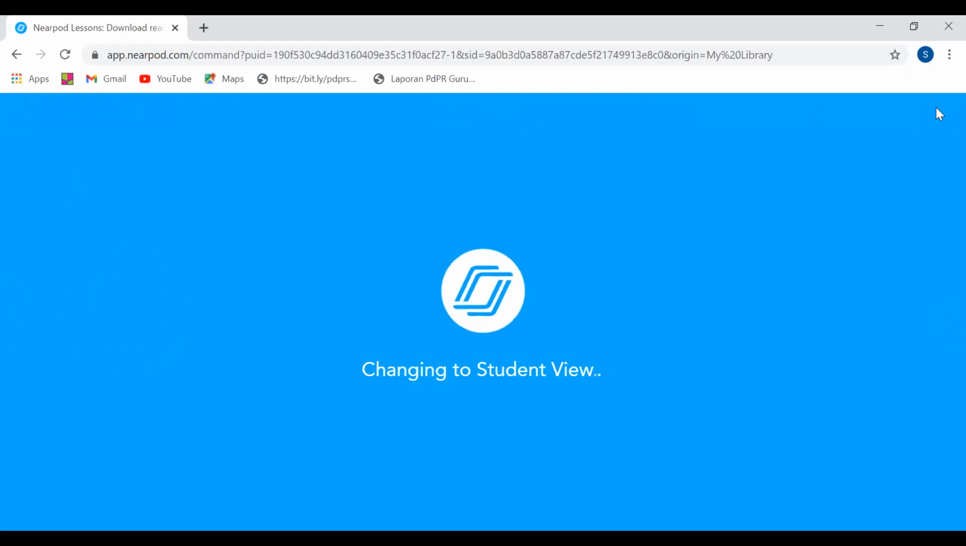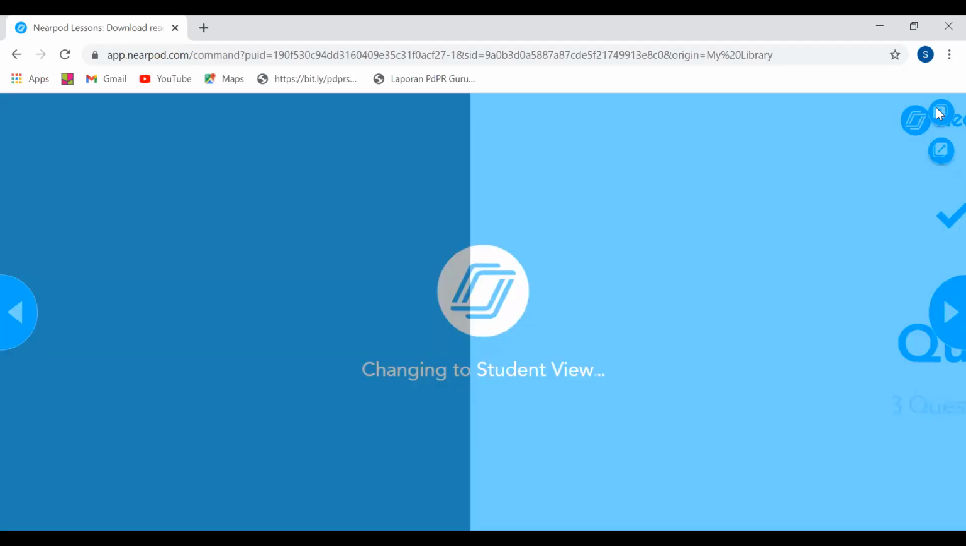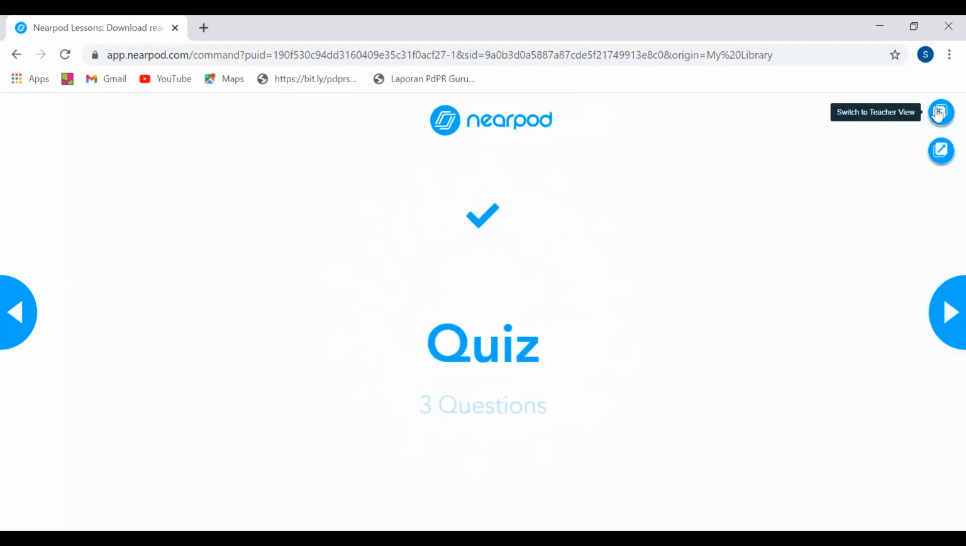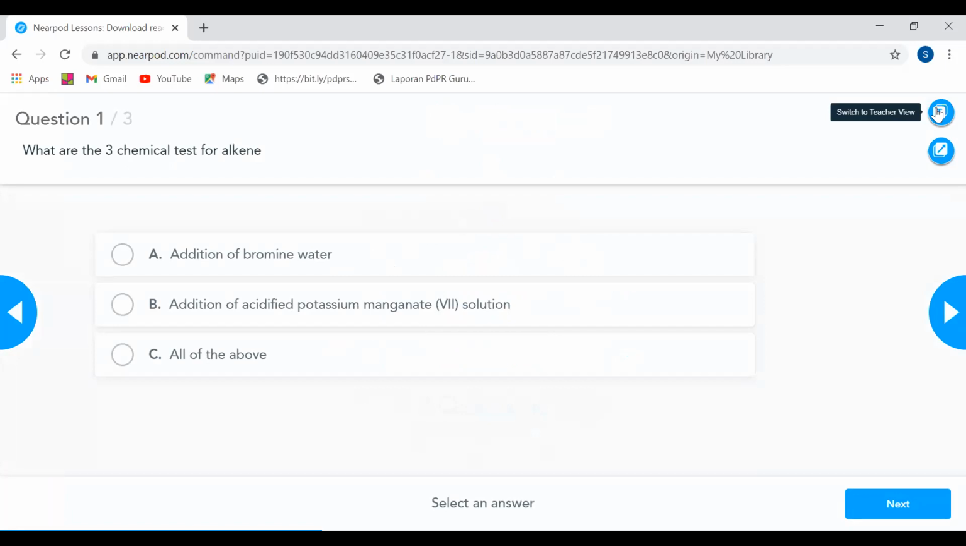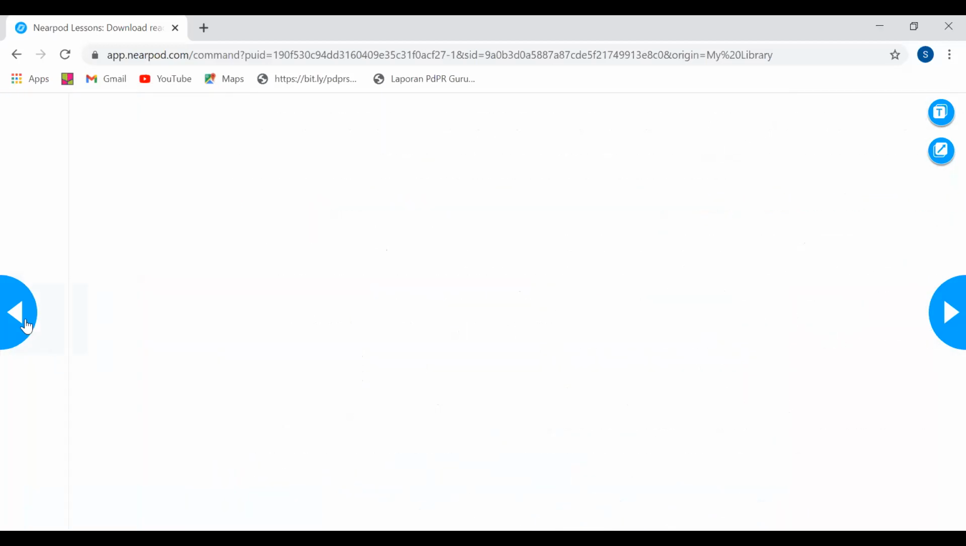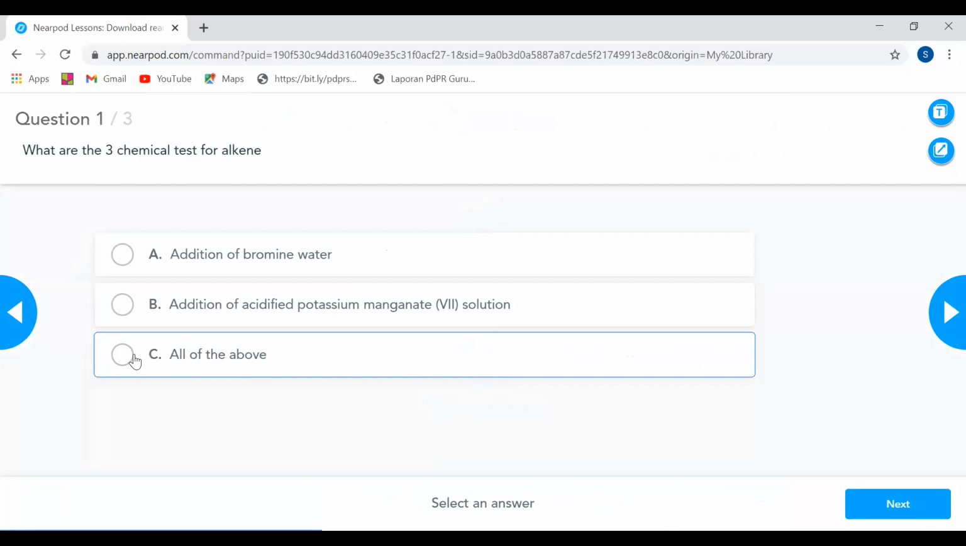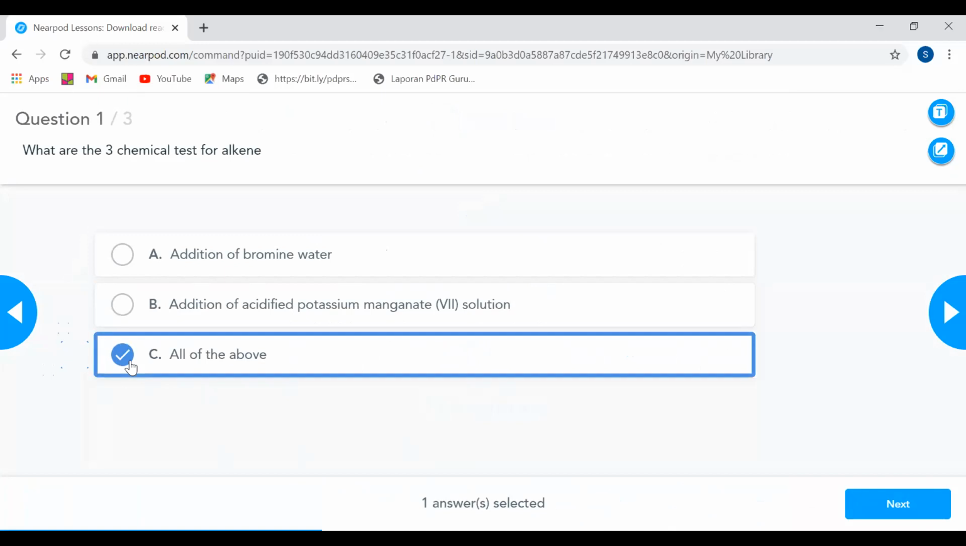Those of you who have finished, you can see the questions, do it yourself. Okay, 3 quiz questions. Number 1, what are the 2 chemical tests of alkene? I'm just showing it like this for those of you who don't have Nearpod. So write down your answer. Question number 2, I must pick an answer. Class, what's your answer for this? All of the above, correct.